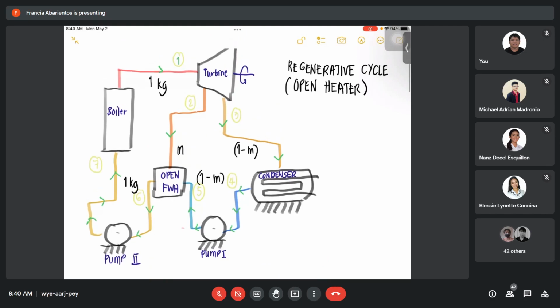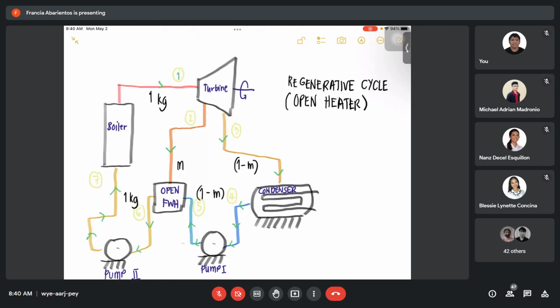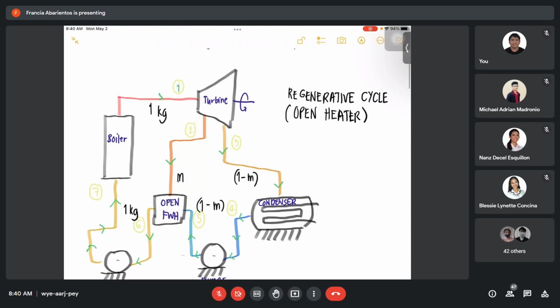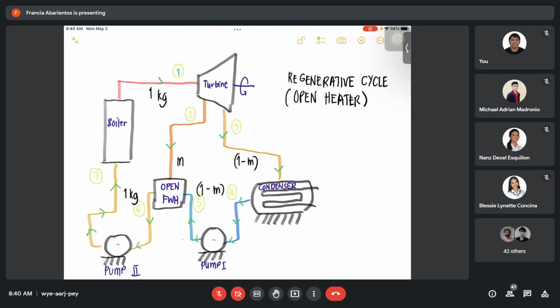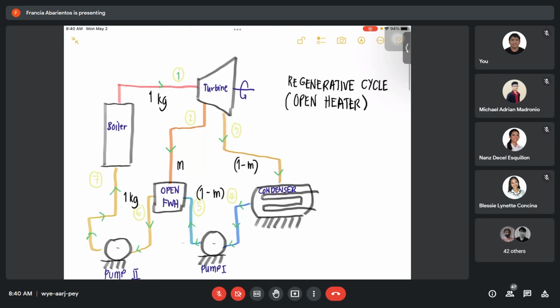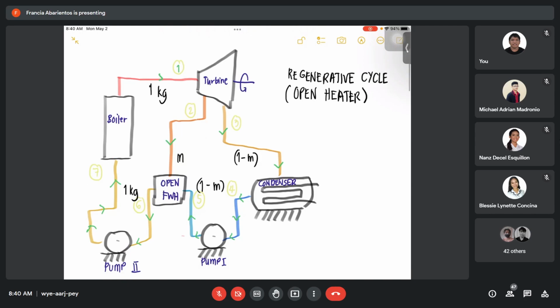So sa process class, ulitin ko lang, from the boiler, the steam is heated at a higher pressure that will cause our turbine to generate electricity, or the turbine shafting to move, that is connected to a generator wherein we can now produce the work of the turbine. After that, the steam is extracted at some portion is extracted to the open feed water heater, and some of it is extracted to going to the condenser. So take note, the entering mass at turbine is 1.